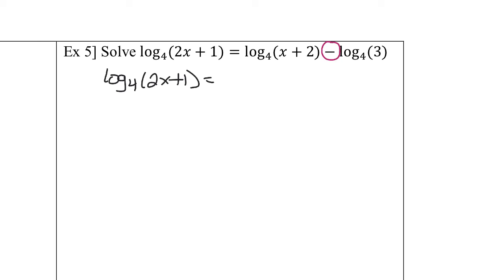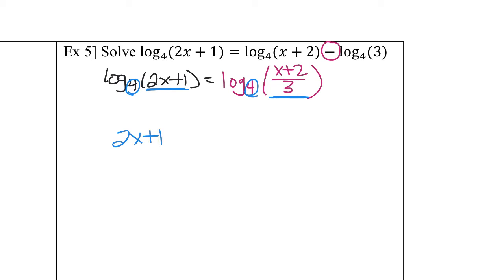So I need to use my properties of logarithms to condense this down into 1. So I see there's a minus in between. That means I'm going to have to use the quotient property and divide the arguments. So x plus 2 over 3 inside of a single log. Now that everything's condensed, step 2 is I'm going to have to get rid of the logs. Well, I have 2 logs on both sides, both with the same bases. So that means I can take their arguments and set them equal. So 2x plus 1 equal to x plus 2 over 3.